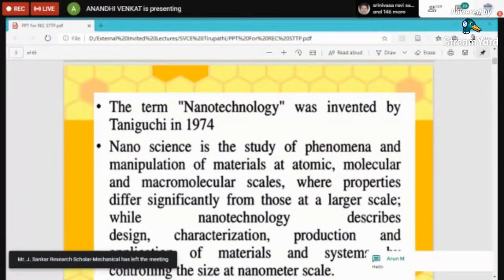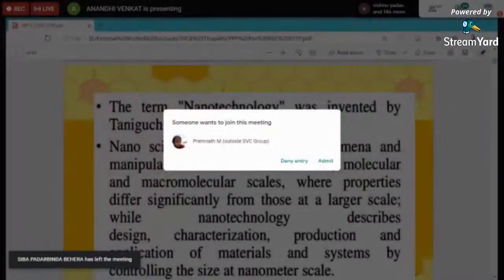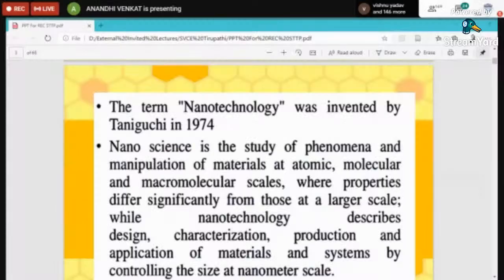aircraft, and so on. It is being extended to medical applications, even cancer applications. Nanotechnology is being used there. Then food preservation. So like this, many applications are there. The term nanotechnology was invented by Taniguchi in 1974.